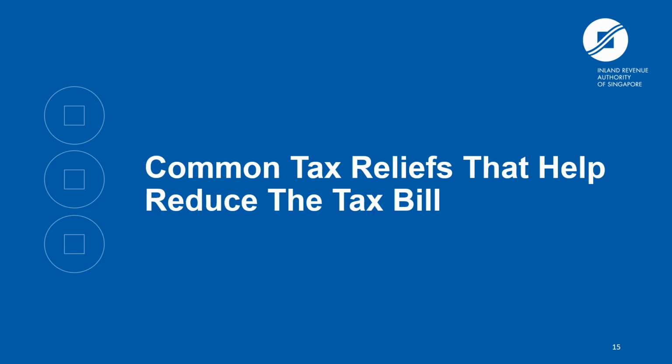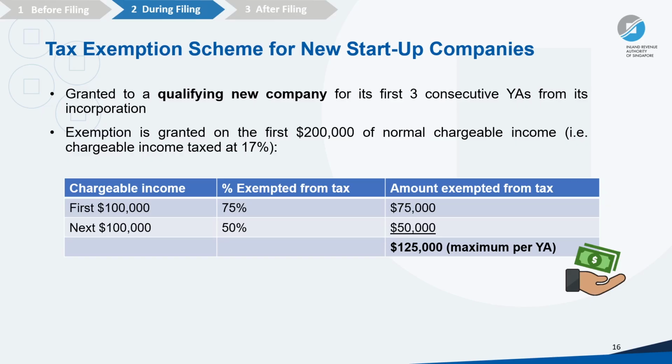Now let's move on to the common tax reliefs to help companies reduce their taxes. Let's start with the tax exemption scheme for new startup companies. If you're a qualifying new company, you can enjoy tax exemption in your first 3 consecutive years of assessment from incorporation. This is a significant benefit to help you with your cash flow during your critical early years.